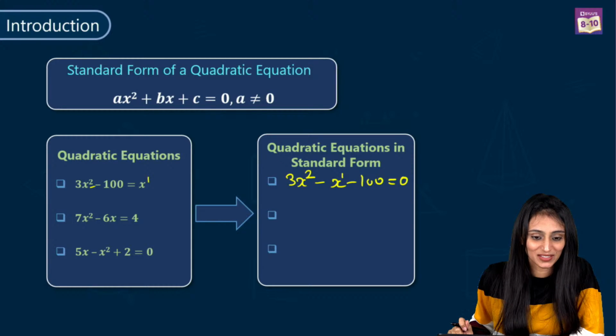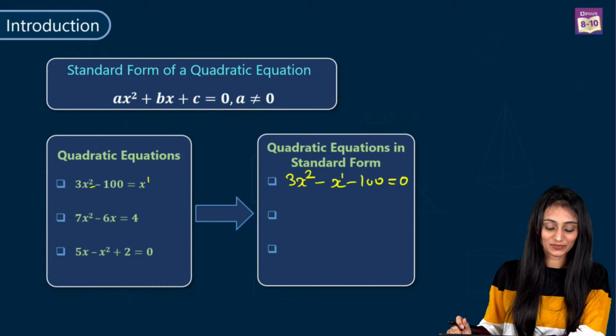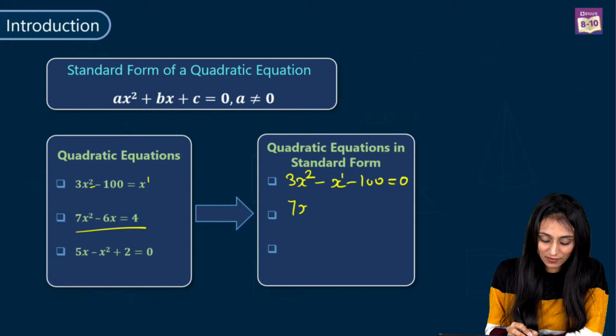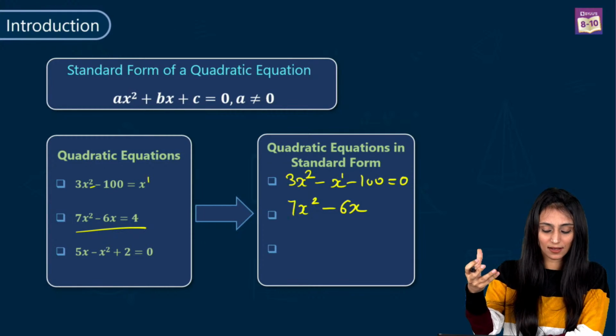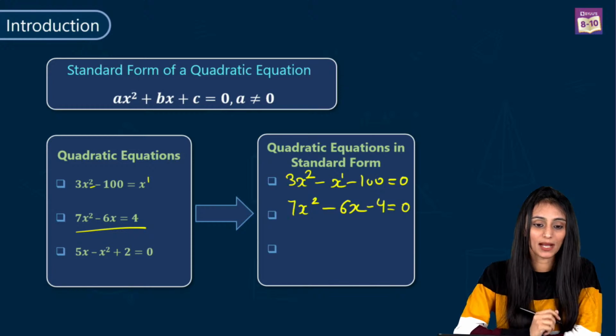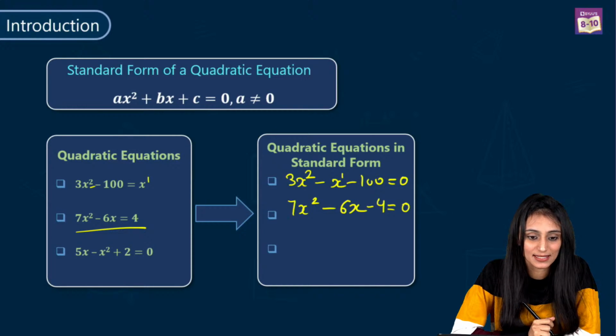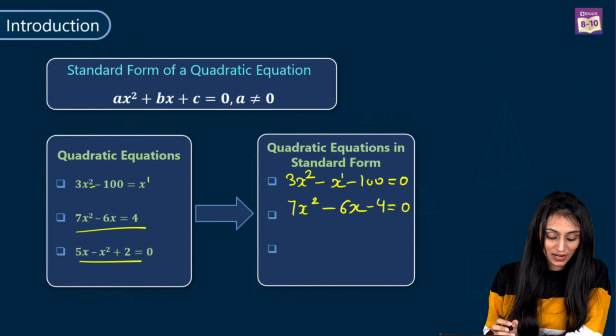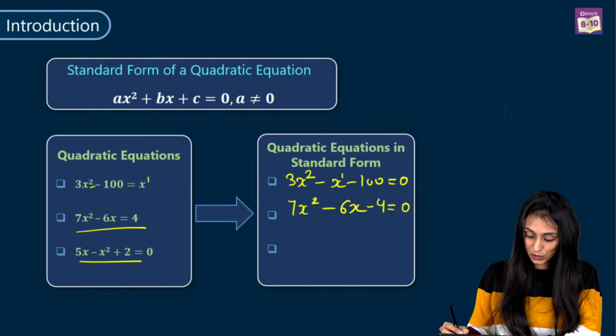Thank you. Yes. So here also, let's write this in standard form. So we have 7x square. I'll write this first. Then we have minus 6x. Already this is in the standard form, but we only have to take 4 to the other side. Sign will be minus equals to 0. Yes. All right. And then we have 5x minus x square plus 2 equals to 0, right?